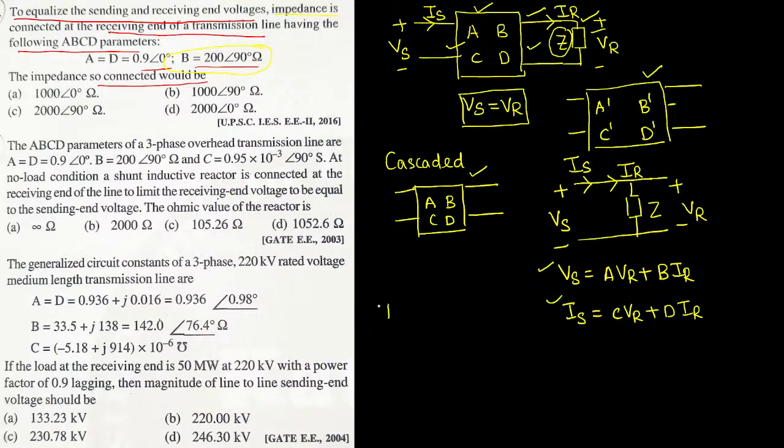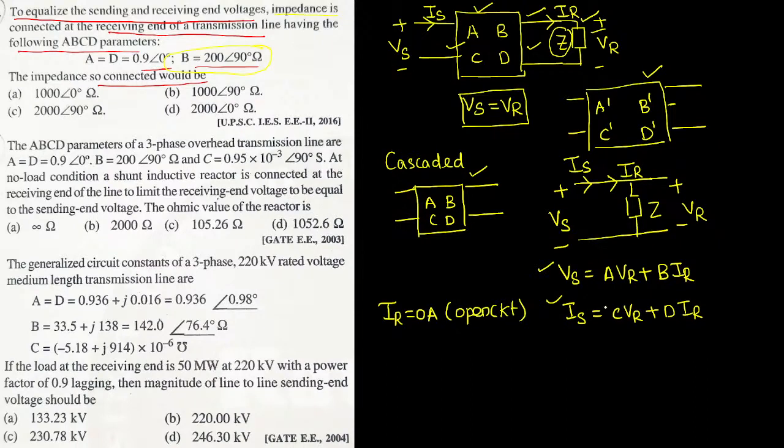Step number 1, make the receiving end current equal to 0 ampere. According to two-port network, we know how to calculate the ABCD parameter. When we are trying to find out the value of A and C, we should make the value of IR, receiving end current, as 0. Current 0 means receiving end will be open circuited. I'm just making the value of receiving end current as 0.